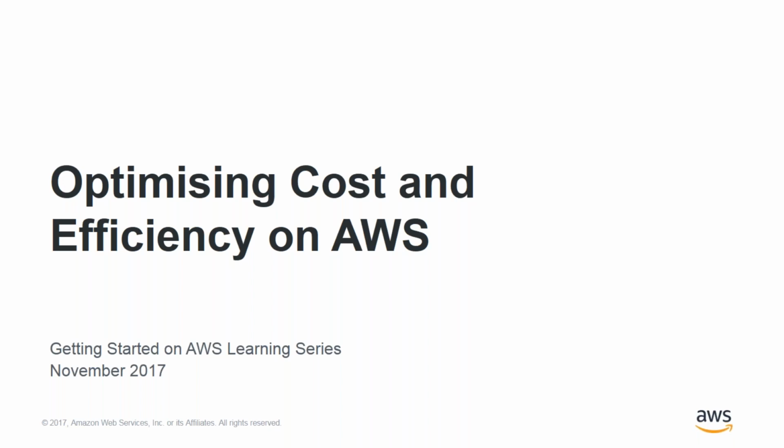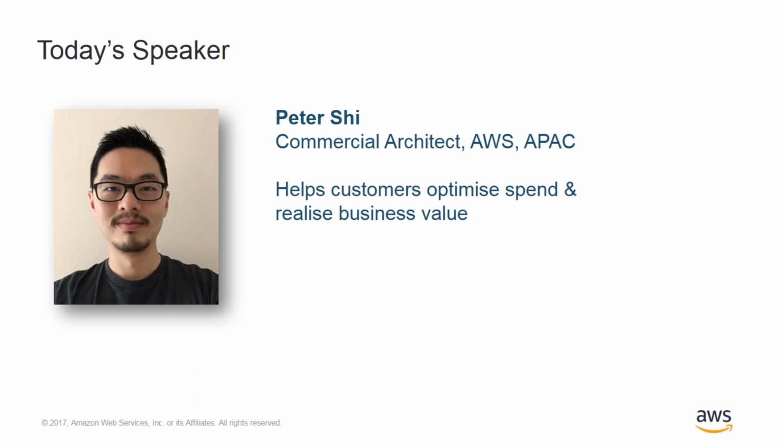Today's webinar will be about optimizing cost and efficiency on AWS, one of my favorite subjects. My name's Peter Shee, and I'm a commercial architect at AWS, and I help customers optimize spend and realize business value on AWS.